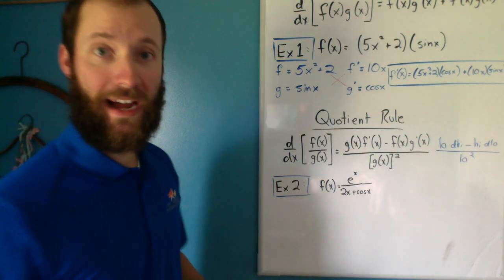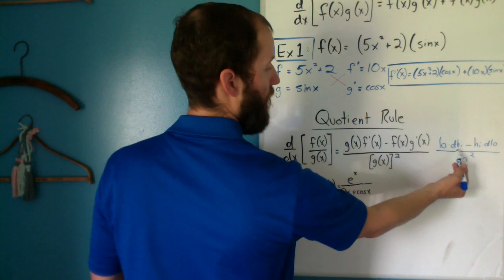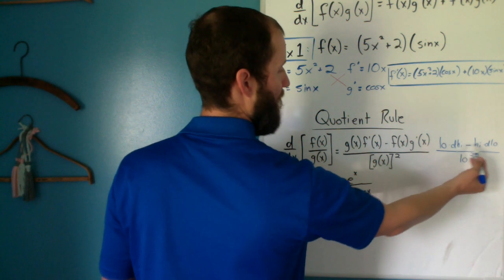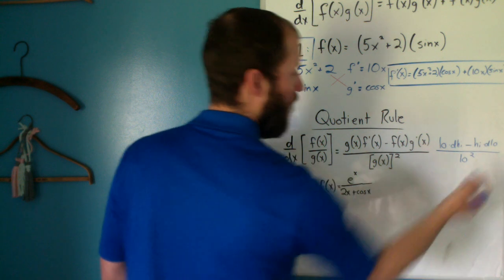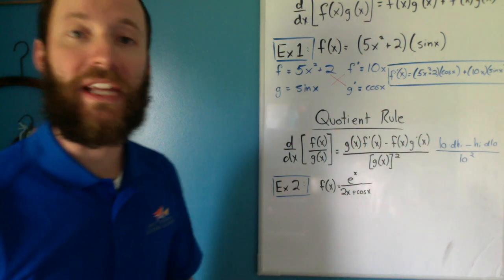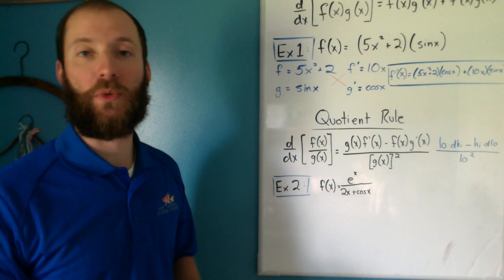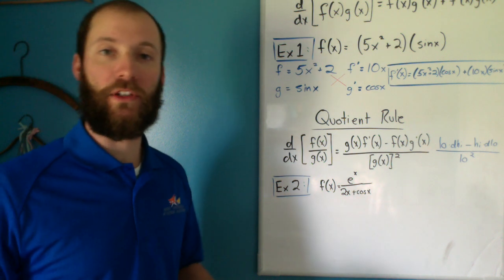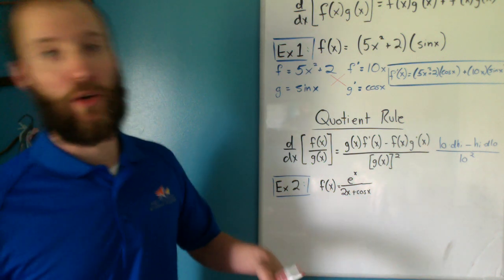So we have a little rhyme you can remember. Low d high minus high d low, all over low squared. Low d high minus high d low over low squared.